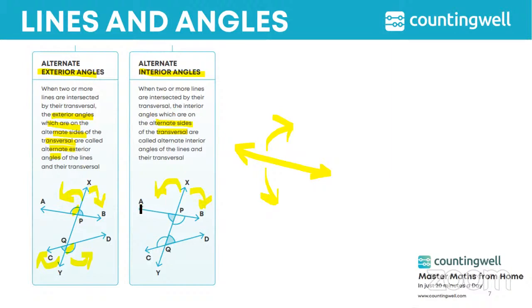So here you can see angle APQ lies to the left side of the transversal XY, and angle PQD lies to the right side of the transversal XY. That is, all on the alternate sides of the transversal. So APQ and PQD form alternate interior angles. Similarly, angle BPQ and angle CQP are the alternate interior angles.